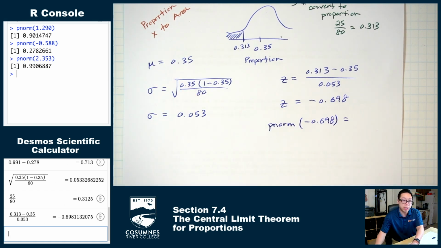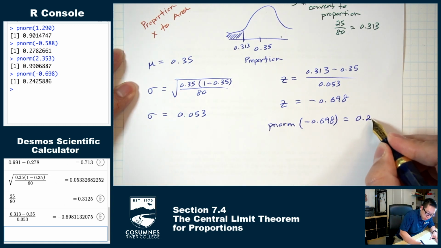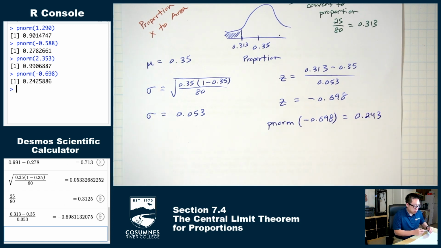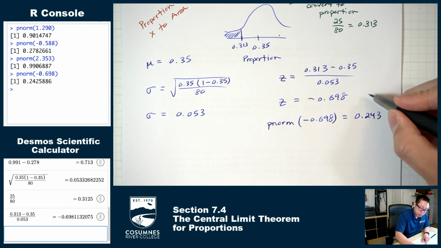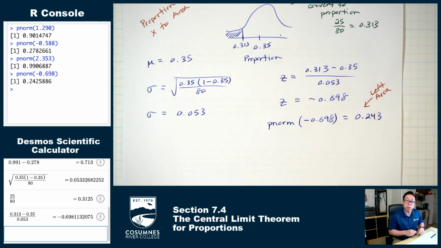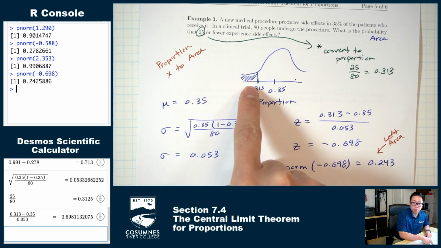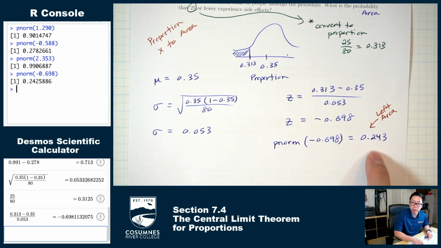Right, so p-norm of negative 0.698 gives 0.243. Okay, so sometimes this is your answer, sometimes you have to do a 1 minus. P-norm spits out the left area. And the question is, are you looking for a left area? Yes, right? We are looking for a left area, so this is exactly our answer.